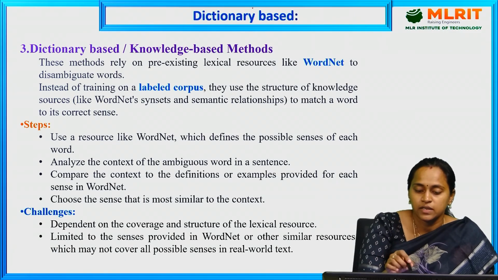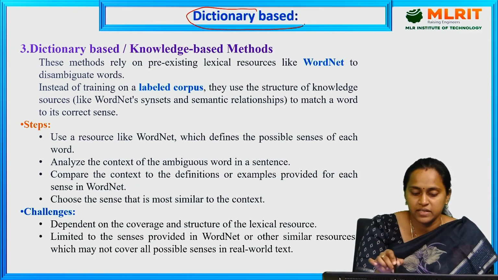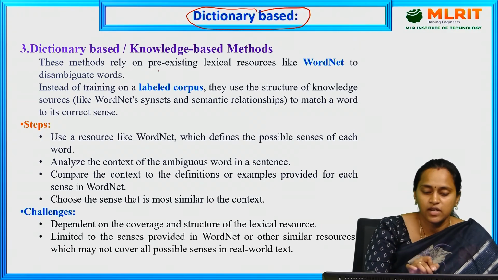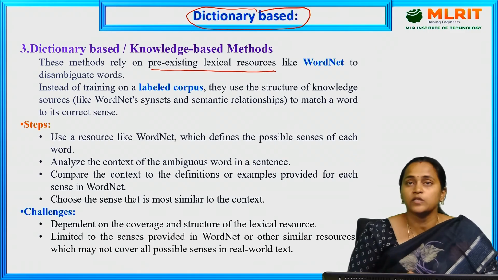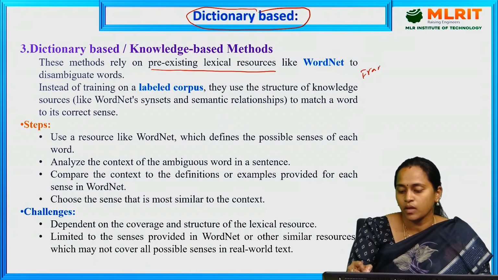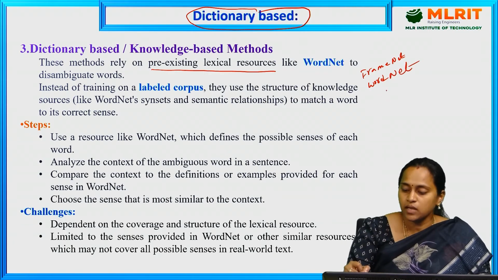Next one, dictionary based. That means some data set. Here we are using dictionary based learning. These methods rely on pre-existing lexical sources, right? Resources like WordNet and FrameNet. We are using already specified data sets like FrameNet and WordNet. These contain words related to the surrounding of the text.